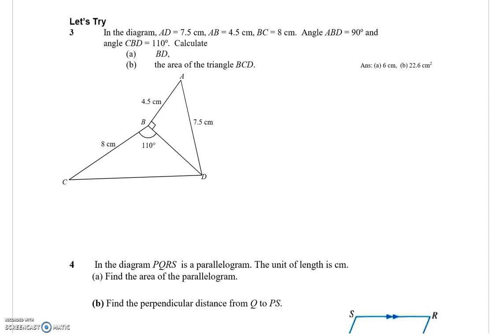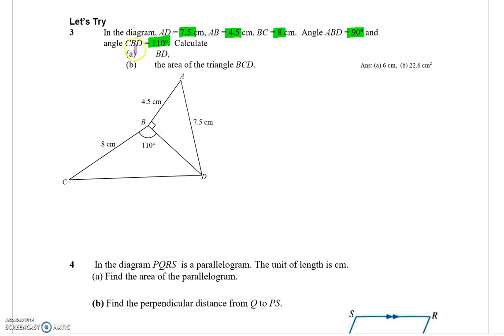Alright, so let's look at this question. Try It 3. In the diagram, you have AD is 7.5, AB is 4.5, BC is 8, and angle ABD is 90 degrees, angle CBD is 110 degrees. Now, this question is not as simple as the previous questions because here we have two triangles. So there is a bit of decision making that you need to make.